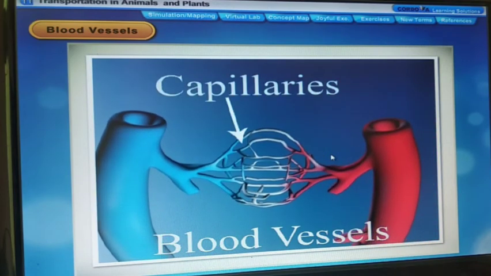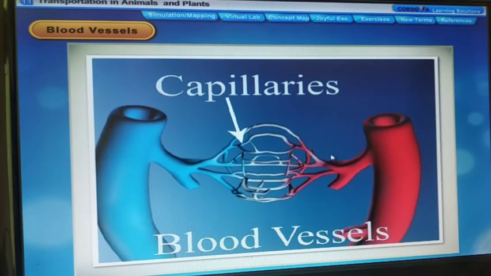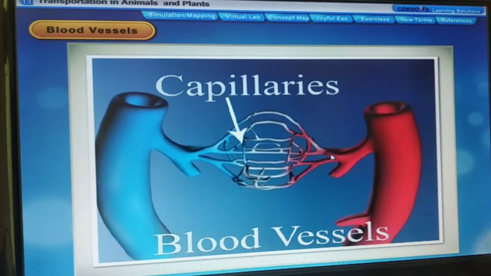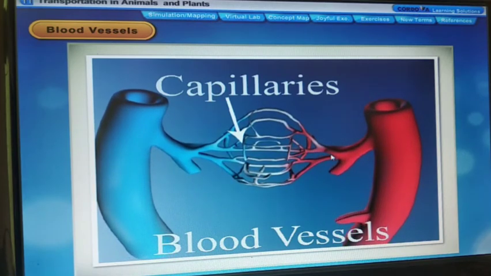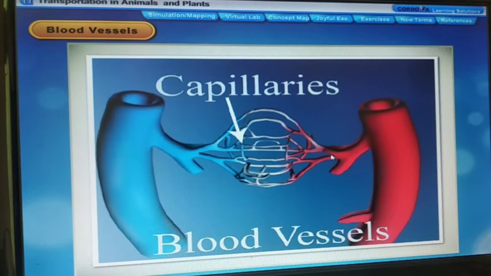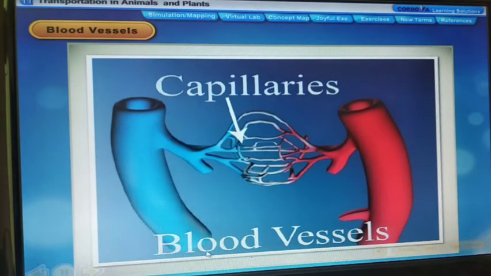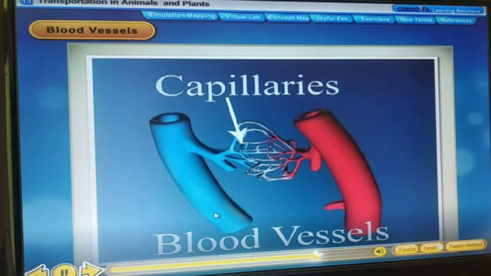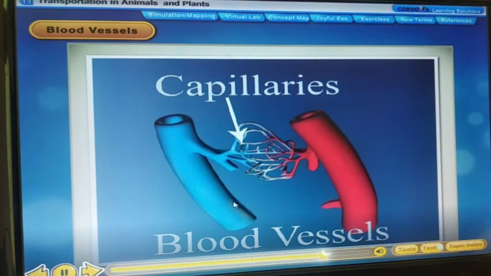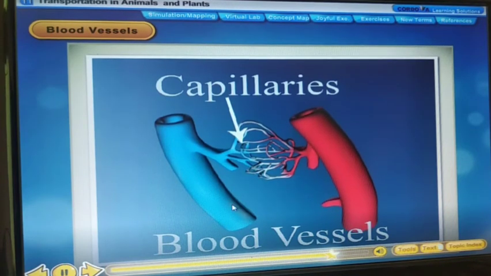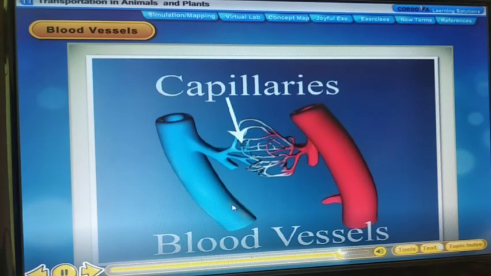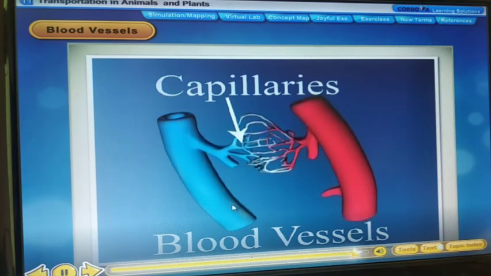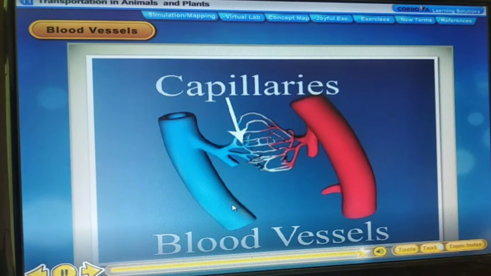Capillaries. Capillaries are extremely thin blood vessels which connect arteries to veins. Through the thin walls of the capillaries, exchange of materials takes place. The useful substances like food and oxygen present in the blood pass into the body cells through the capillaries. At the same time, the waste product like carbon dioxide formed in the body cells enters into the blood through the thin walls of capillaries.